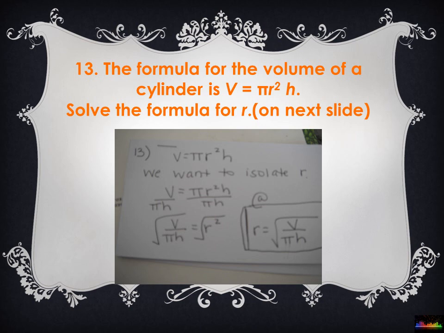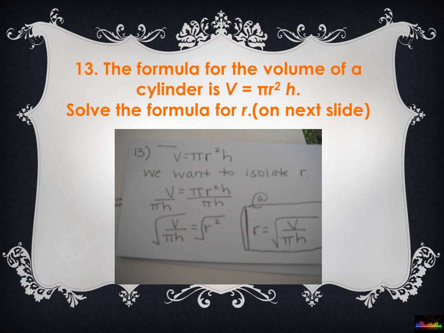So when we have V equals pi r squared times height, we need to get rid of everything that's on either side of the r. So we are going to divide both sides by pi times h. So we get V over pi times h equals r squared.